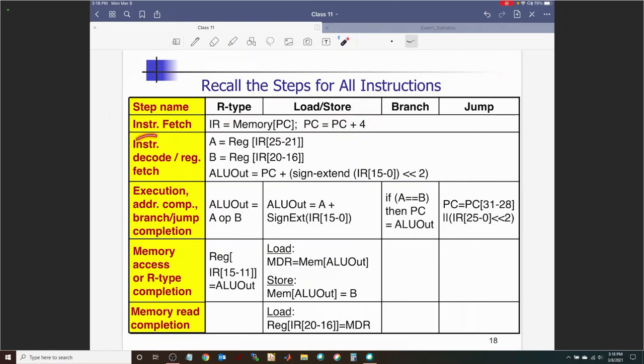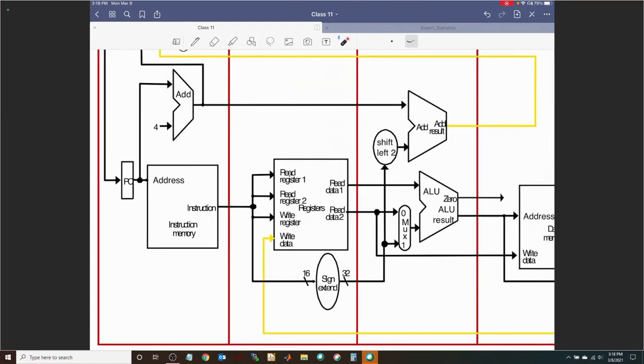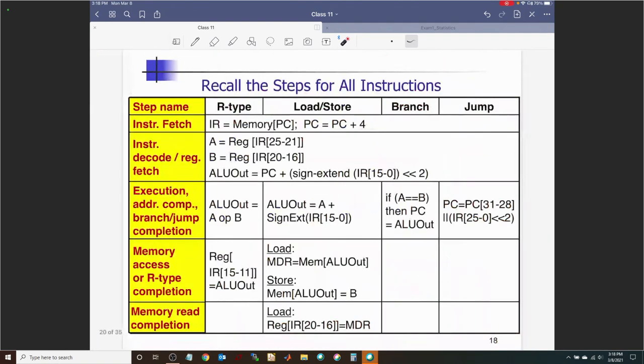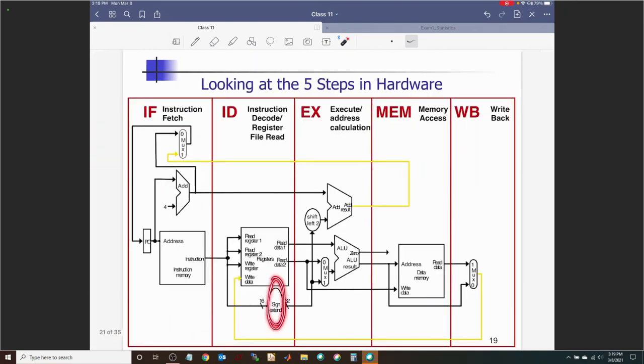While you are doing the instruction decode or the register fetch, you are taking some bits of the instruction register and putting it to the A side of your read register 1, right? This is talking about taking some bits of the instruction and going into the read register 1, read register 2, and so on. And then when you do the ALU out, which is essentially this guy right here, that's your 32-bit sign extended value of some of the bits in the instruction.